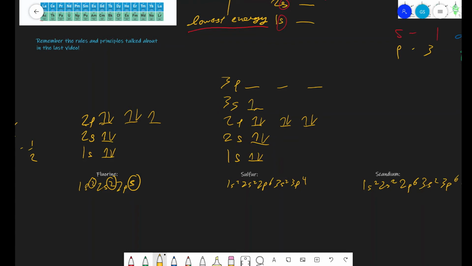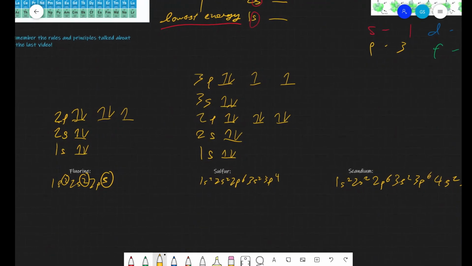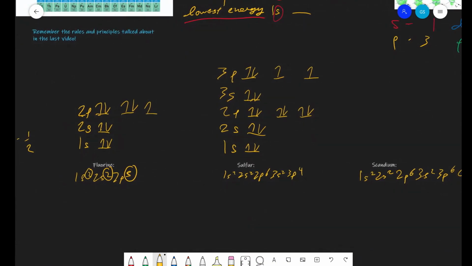3s, 3p, 1, 2, 3, 4. That's how you do it. Again, following Hund's rule, fill it out one at a time. And yeah, that's pretty much it. That one was pretty straightforward as well. We're just getting more and more. So again, you know, bottom, low energy. I'll call it low E, and then you go up to high E.